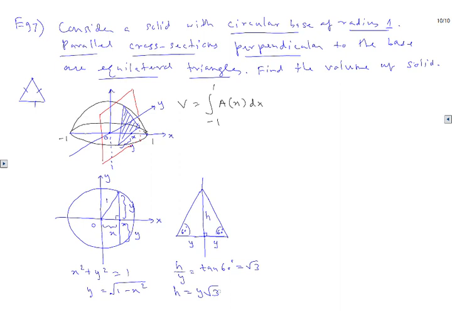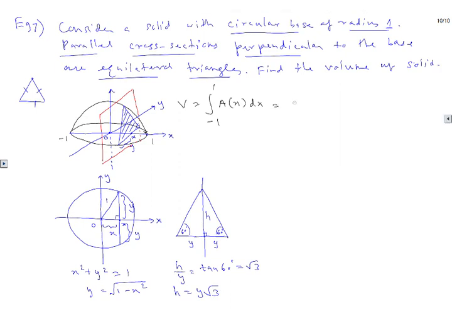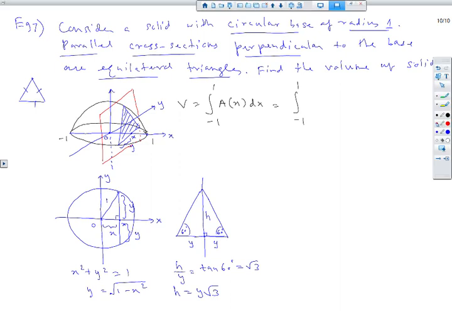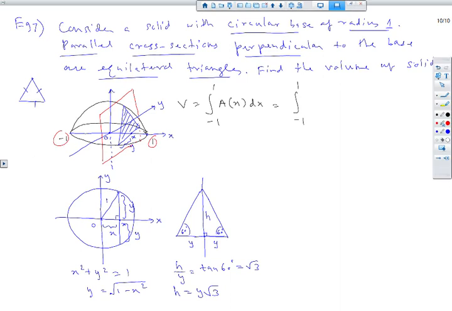So we can find the area of this triangle. The area is half base times height. I'm going to plug that in directly. The x limits go from negative 1 to 1. Then we want to express everything in terms of x before we integrate.